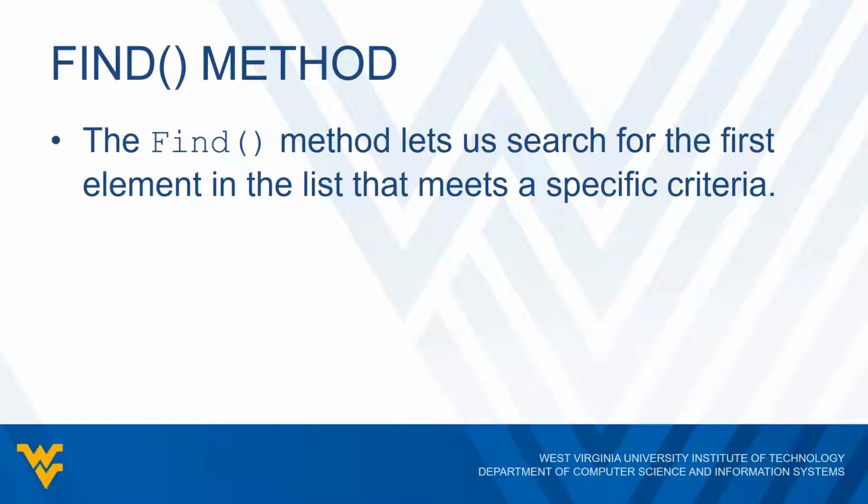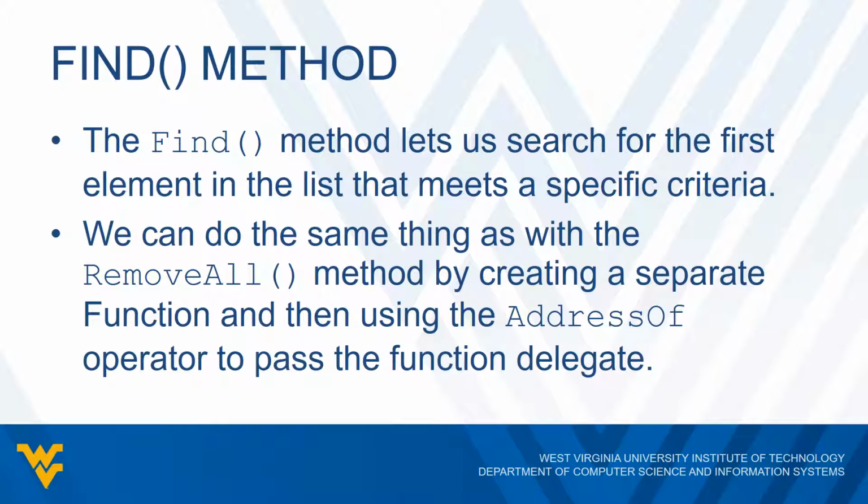So we can use the same approach as we did with the remove all method. We're going to create a separate function that returns true or false. If we're trying to find a specific element by some criteria, this separate function contains that true or false criteria. Then when we call the find method, we use the address of operator to create that function delegate that serves as the argument for that method.